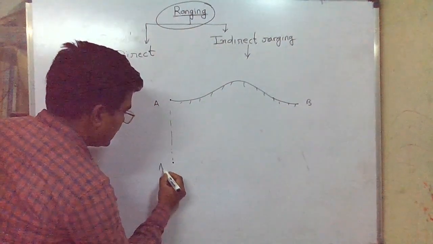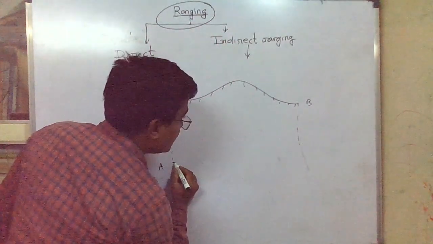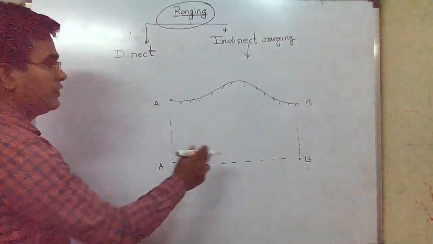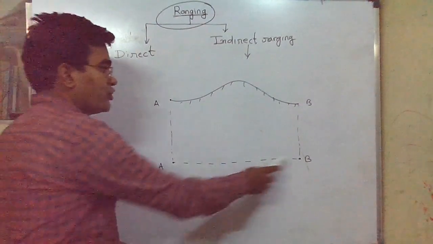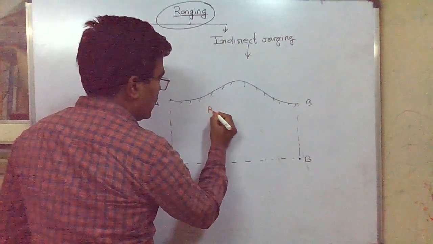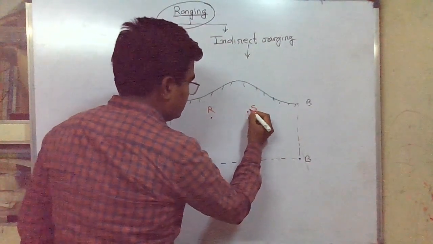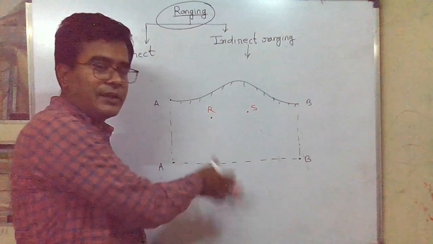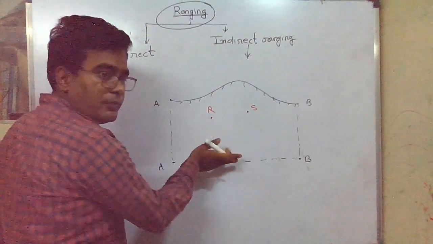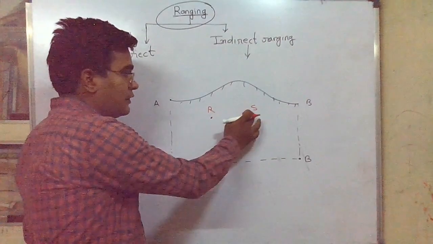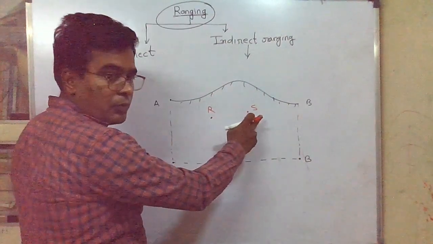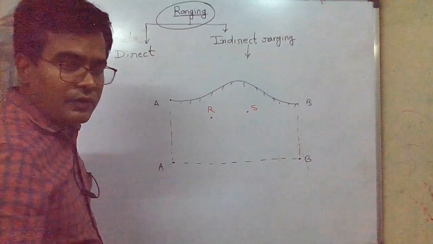Suppose this is station A and this is station B. Since these two stations are not intervisible, we'll select two random points, station R and station S, on either side of the chain line, but both should be along the same side. We select these two points R and S in such a way that from point R, point S and point B are visible, and from point S, point R and station A are visible.